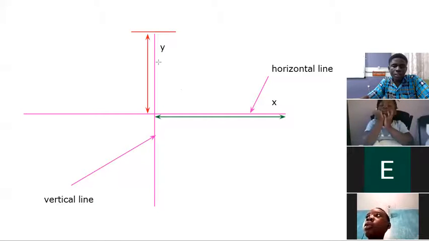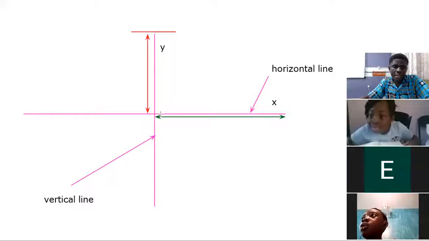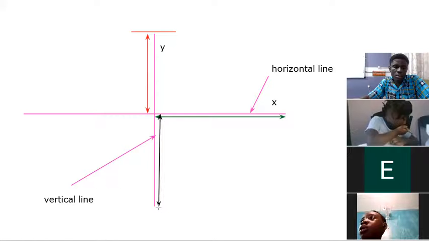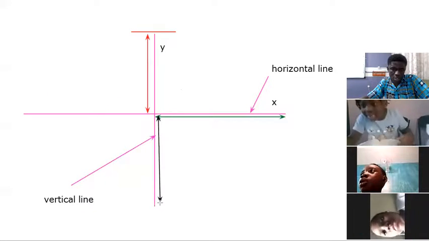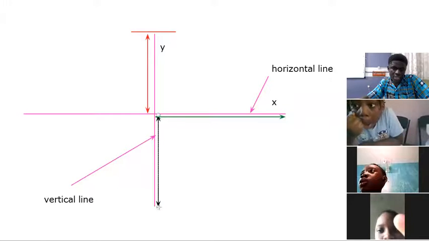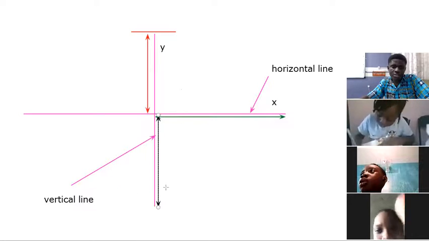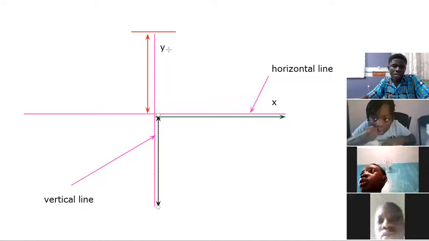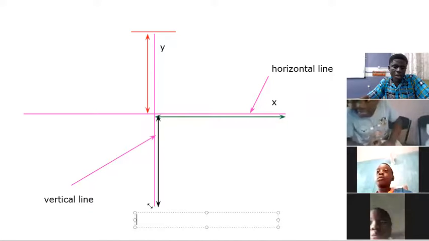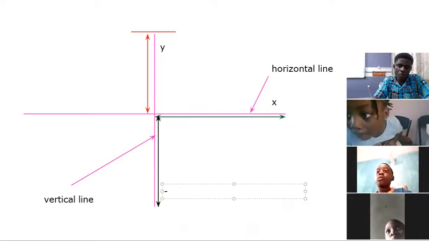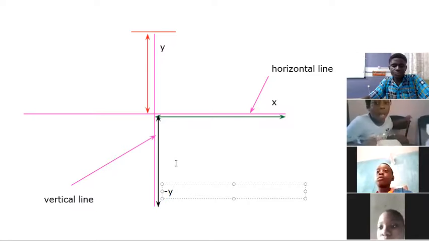And then from, let me change to black. From the center of the lines to the bottom here, we are going to call that line negative Y. Is that okay?